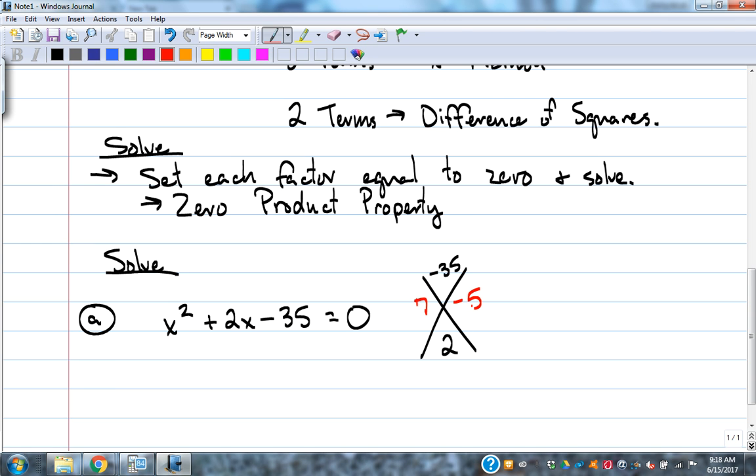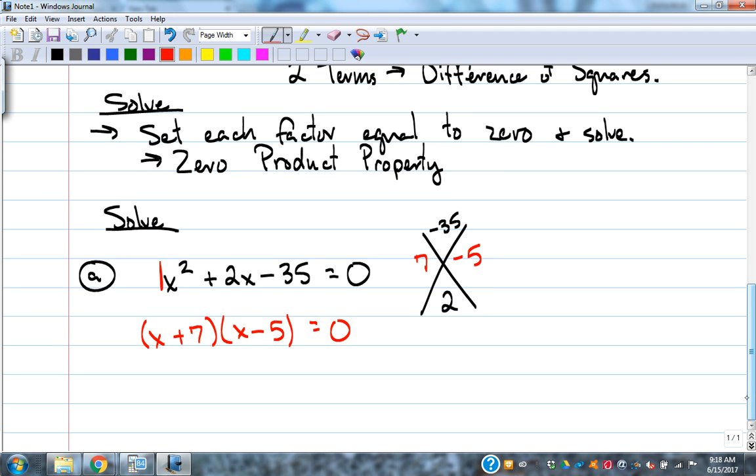What does that? Good job. Positive 7, negative 5. Absolutely. Positive 7 times negative 5 is negative 35. 7 minus 5 would be 2. That's the right thing. Can I take a shortcut on my factors on this one? I think I can. I would have x plus 7 for the positive 7 and x minus 5 for the negative 5. I can take that shortcut, remember, because there's a 1 in front of x squared. Anytime it's a 1 in front of x squared, I can use that shortcut. Okay, now that's the factored form of that.